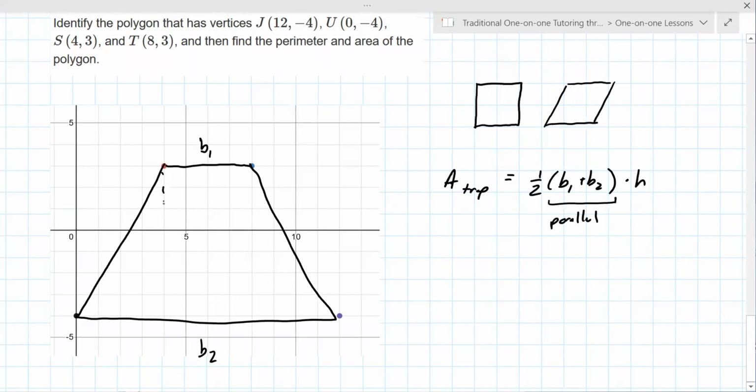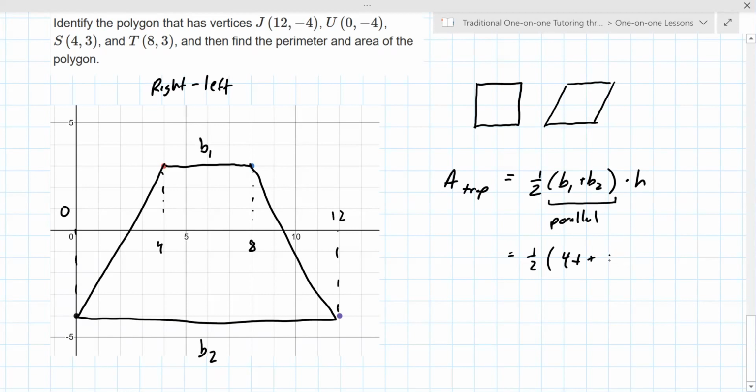Now, I know it's a little bit hard. If I were on your end, I'd be counting, but do you see how it's right minus left? So what is base 1? That's 4. Base 2, this is actually at 12, and this is at 0. So what is base 2?